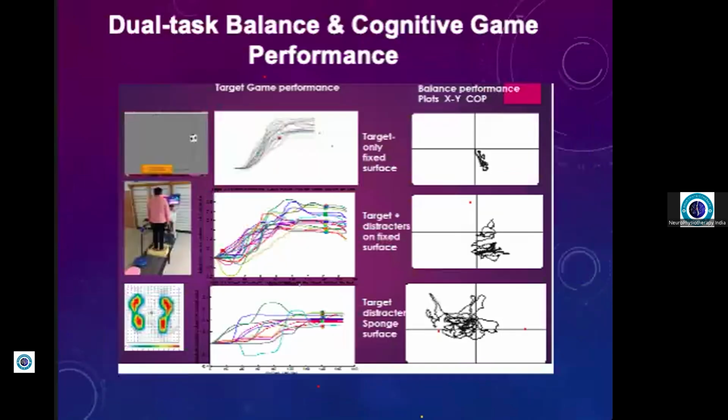So let's look at the effects of dual task on your balance as well as your cognition, right? When you put that child on a sponge and then ask them to play the game, it starts looking from here to here, slowly getting worse, as well as the center of foot pressure going from steady to not so steady, unless you keep making them practice this day after day, and then it's going to get better with time.